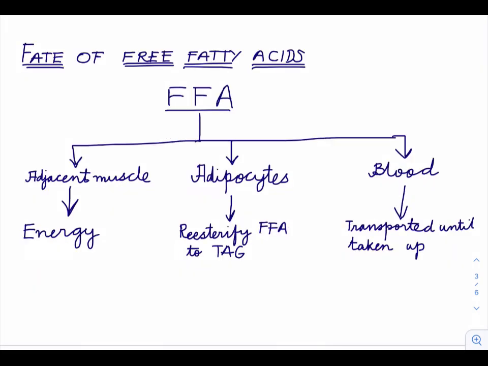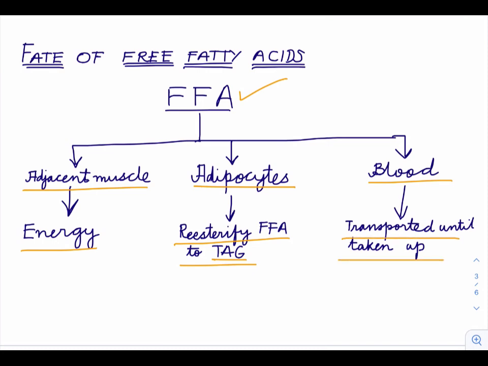Now we'll talk about the fate of free fatty acids, the fate of glycerol, and the fate of chylomicron remnants one by one. The free fatty acids derived from the hydrolysis of triacylglycerols may either directly enter the adjacent muscle cells or adipocytes or be transported in the blood in association with serum albumin until they are taken up by the cells. Most cells can oxidize fatty acids to produce energy. Adipocytes can also reesterify free fatty acids to produce triacylglycerol molecules, which are stored until the fatty acids are needed by the body.